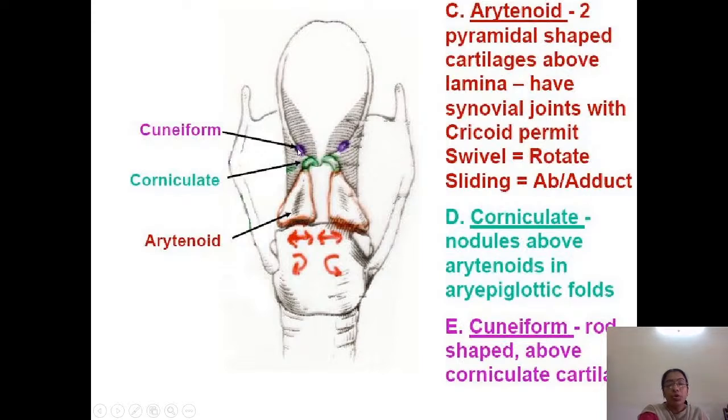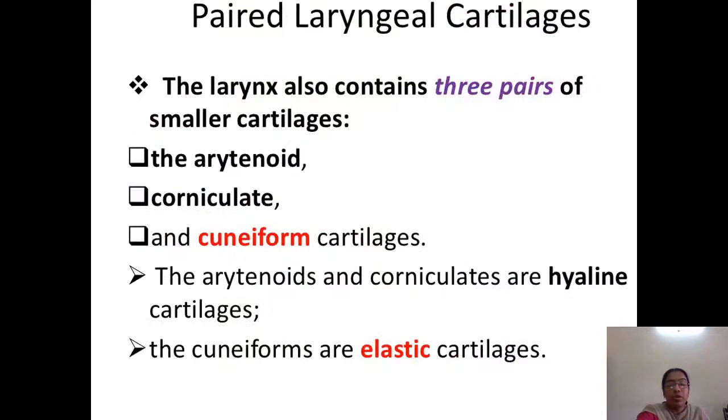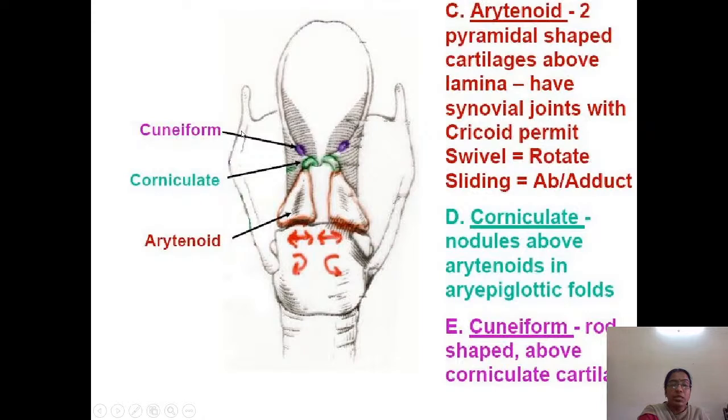And these are the two cuneiforms, the paired cartilages. These are again small round-shaped cartilages, again present in the aryepiglottic fold. So cuneiform, corniculate and arytenoid are the three paired cartilages, in which you have to remember that cuneiform is made up of elastic cartilage, whereas arytenoid and corniculate are the two cartilages which are made up of hyaline cartilage.